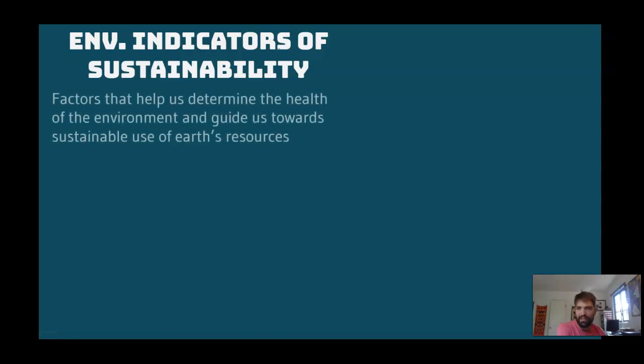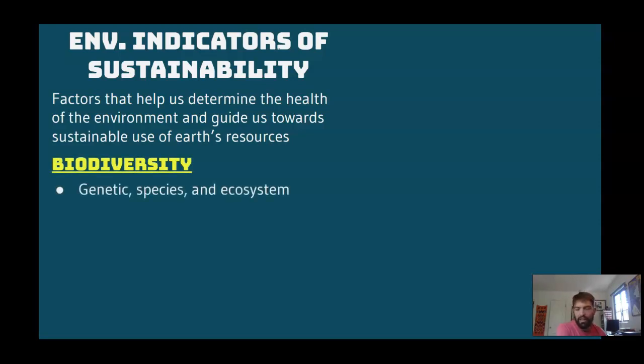And environmental indicators of sustainability. So these are factors that help us determine the health of the environment and guide us towards sustainable use of the Earth's resources. So one of the main indicators is biodiversity, right? And this is how diverse the environment is genetically, species-wise, and ecosystem-wise. How many different types of ecosystems, species, and genetic diversity.